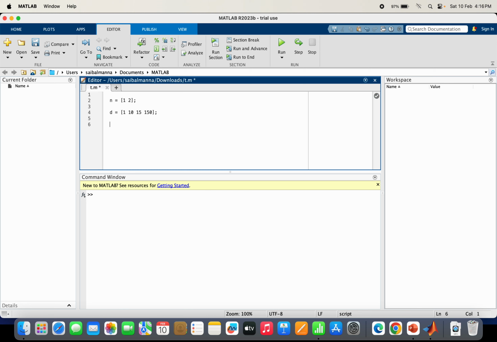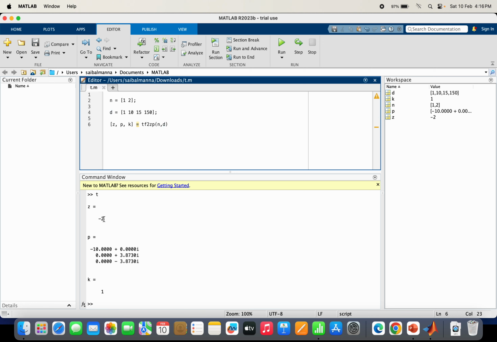Then you have to write the command. We have to find zeros, poles and gain, so z, p and k. Here we are transforming the transfer function to zero-pole, so tf2zp. Then write the numerator and denominator. Okay, run this program.